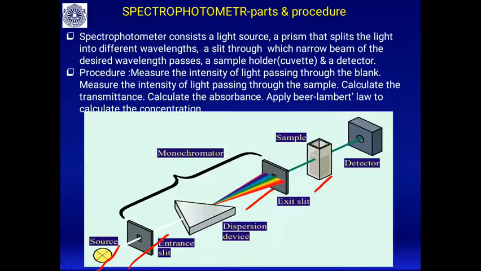Depending on the color of the sample, we have to decide which wavelength to pass, so we are able to adjust it. The desired wavelength can be passed through to the sample. Now this incident light passes through the sample, and the transmitted light is detected in a detector. These are the basic parts of the spectrophotometer.